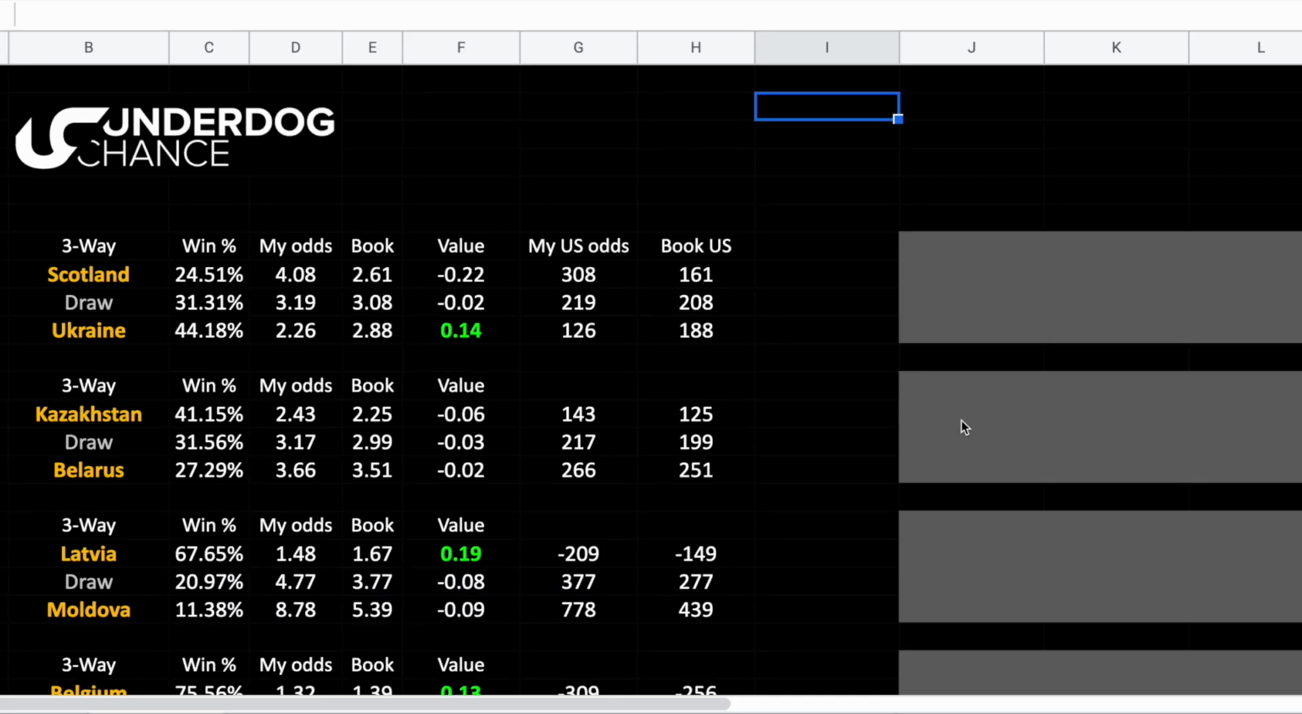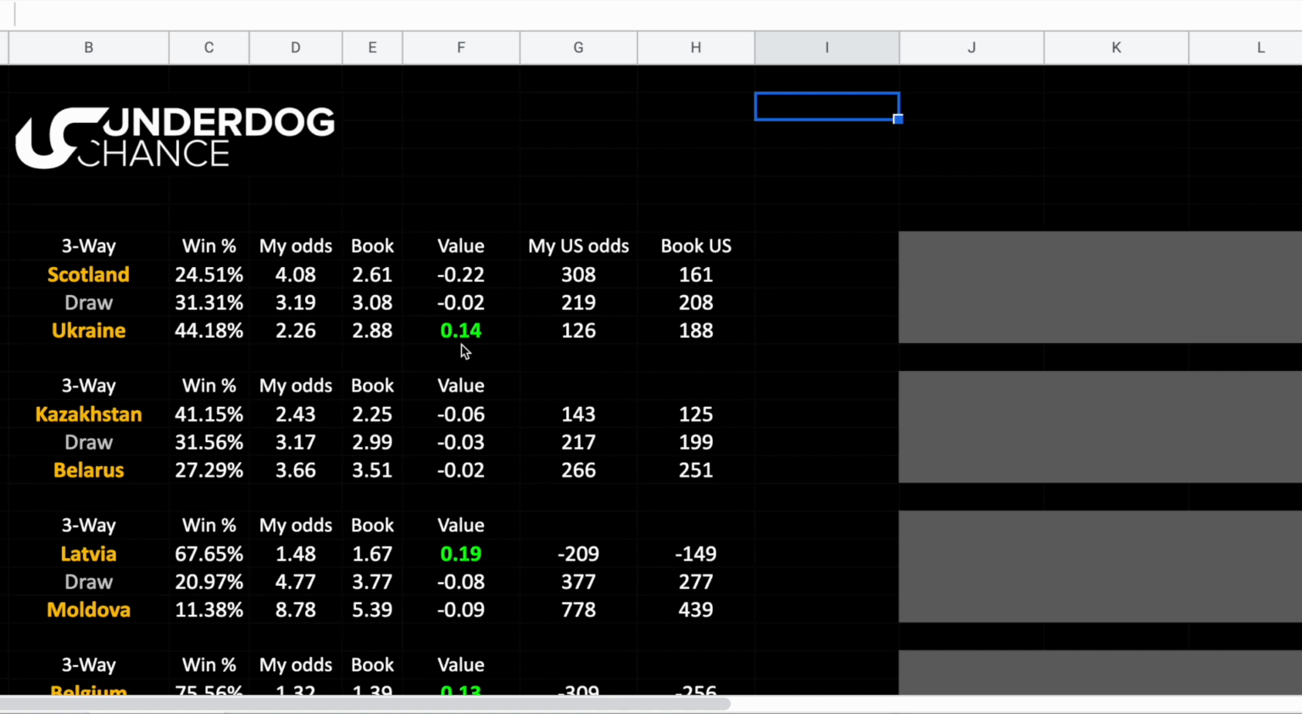The first game is between Scotland and Ukraine, which will happen tomorrow. Based on my projections, Ukraine should be at 2.26. Bookmakers have them at around 2.88, so there is small value with Ukraine. The bigger the number, the bigger the value. I'm looking for at least 0.1. If the number is 0.2, that means we have a good bet, and if we have 0.3 or bigger, that means we have really strong value.